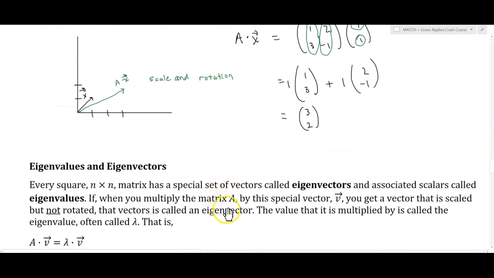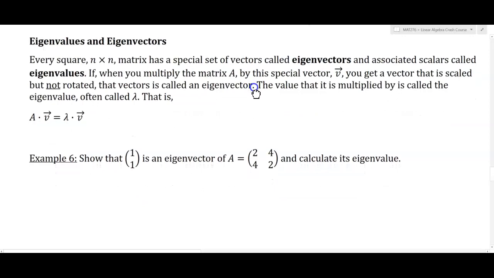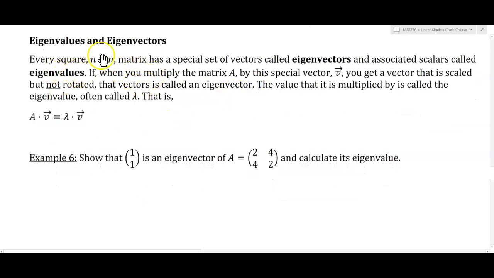Now there are special types of vectors that every matrix has. Every square matrix, n by n. So when we say square matrix, we mean things like 2 by 2, 3 by 3, 4 by 4, where there's the same number of rows and columns. Every such matrix has a special set of vectors called eigenvectors and associated scalars called eigenvalues.